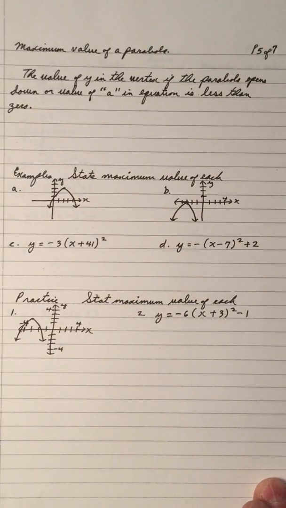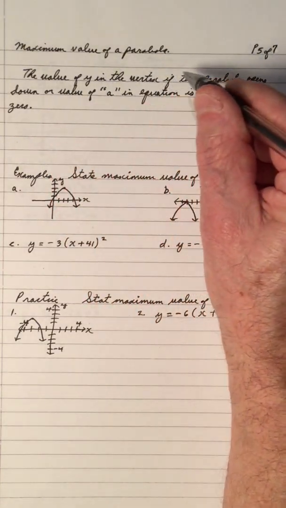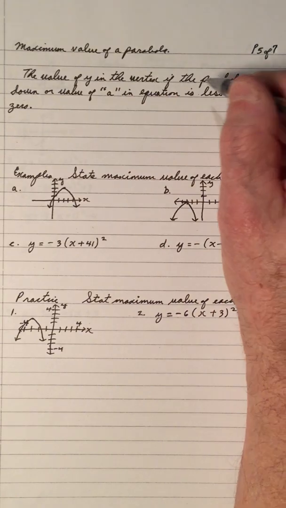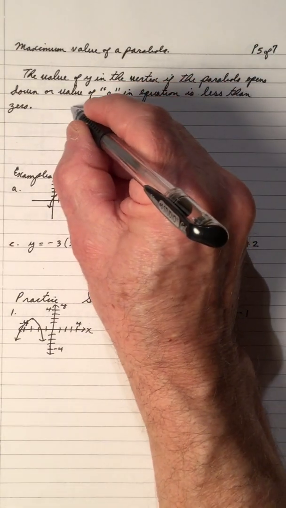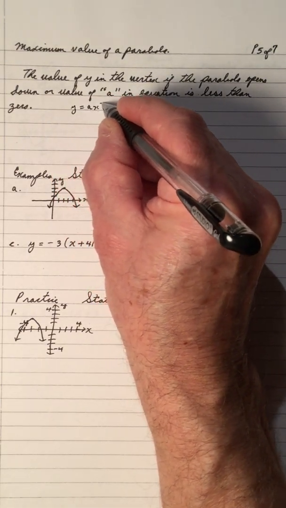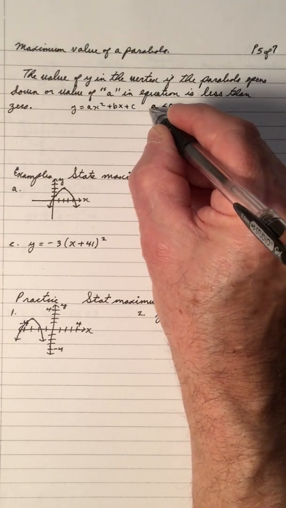And let's continue. We have a maximum value. So if the minimum value is the y value of the vertex when the parabola is opening up, the maximum value is the y value of the vertex when the parabola is opening down, or when a is less than 0. So the y value of a vertex is the maximum value if the parabola opens down, or the value of a in the equation is less than 0. So just to write out the equation again, standard form, a is less than 0.